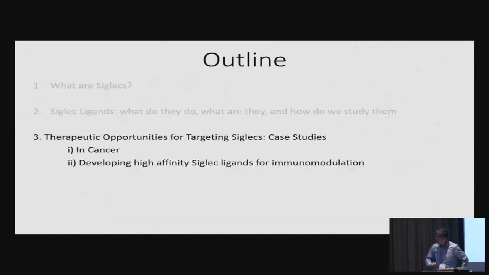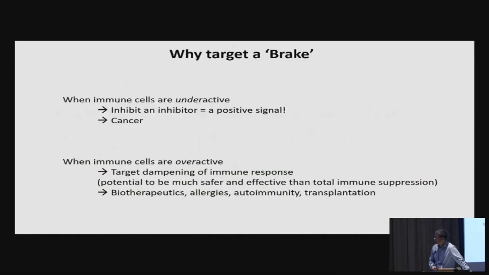Okay, so I'll just breeze through these case studies, but essentially I've told you that a lot of the Siglecs are inhibitory, so they're a brake. And so the question is, in terms of trying to target these receptors, when would we want to target them? So in cancer and in dampening immunity. So here's the idea: when an immune response or cell is underactive, if we can inhibit an inhibitor, which is what most Siglecs are, we're going to get a positive signal, okay?